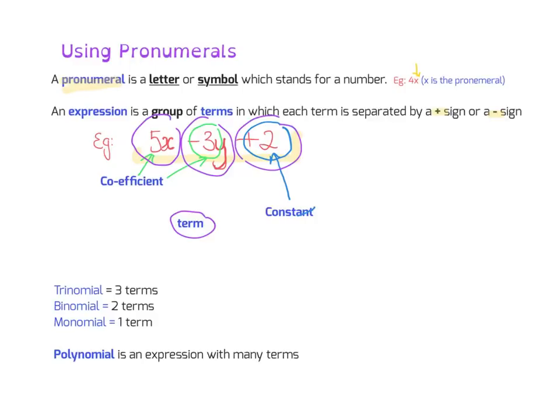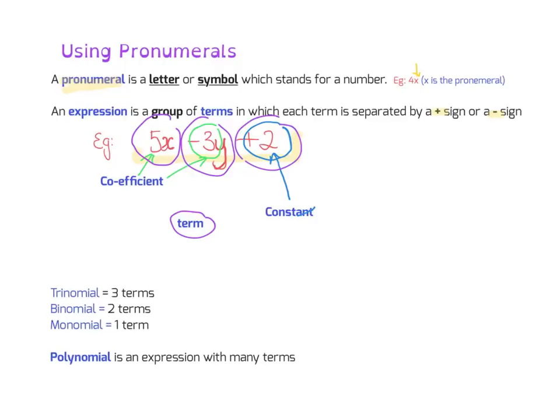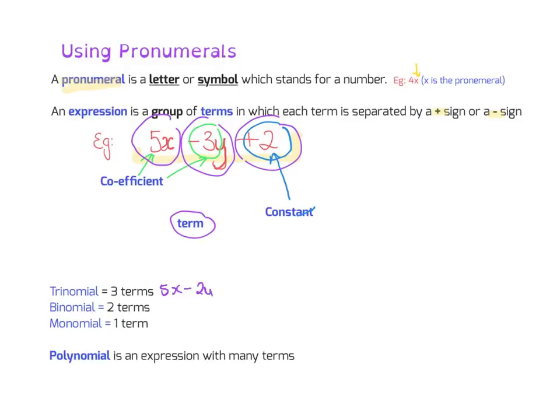If we have a trinomial, like in our example, we have 3 terms. An example of a trinomial would be 5x, 2y plus 3. I'm just making this up. A binomial has just 2 terms, so we might have 2y plus 8. And a monomial is just 1 term, so we might just have 2x or something. We call any expression that has a few terms a polynomial.